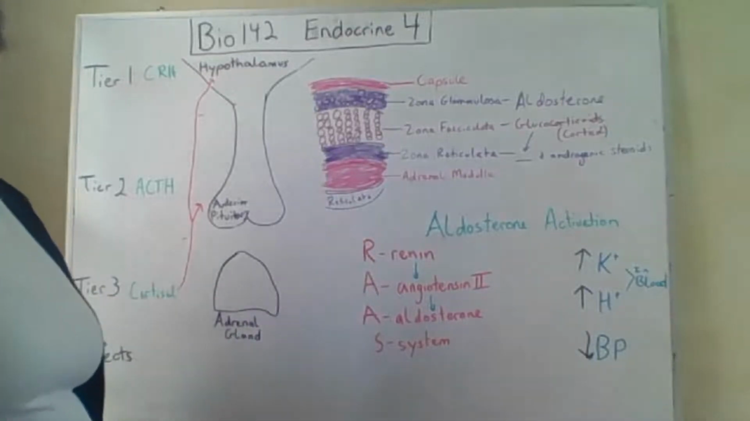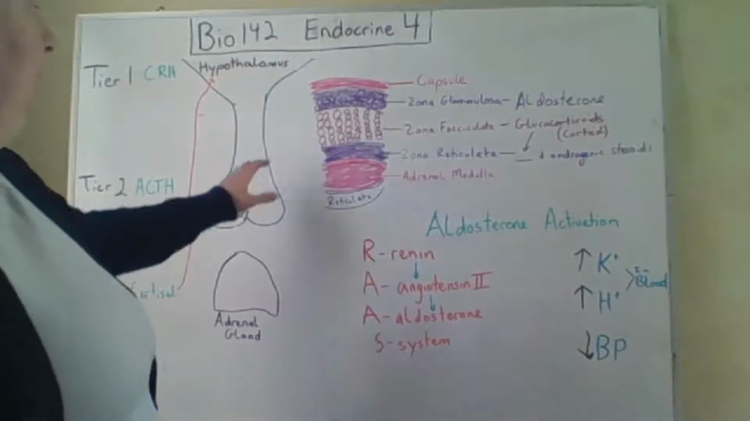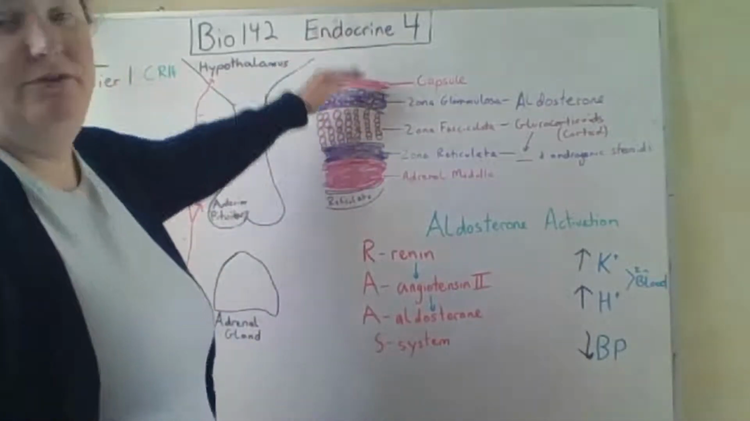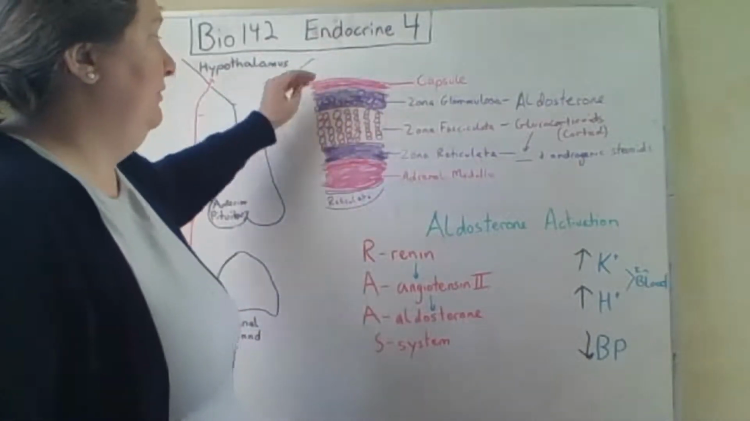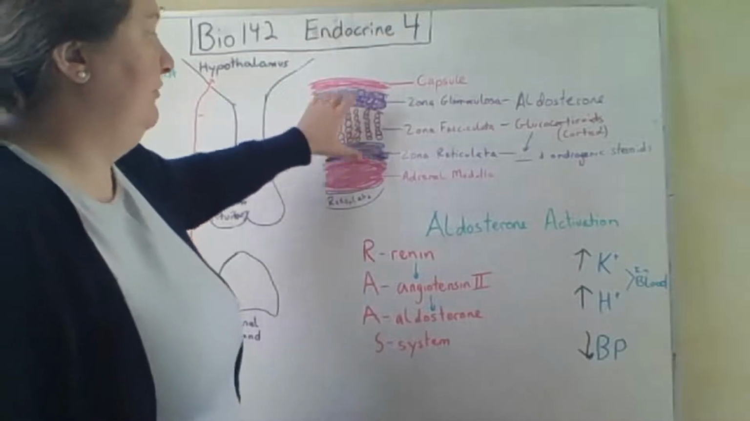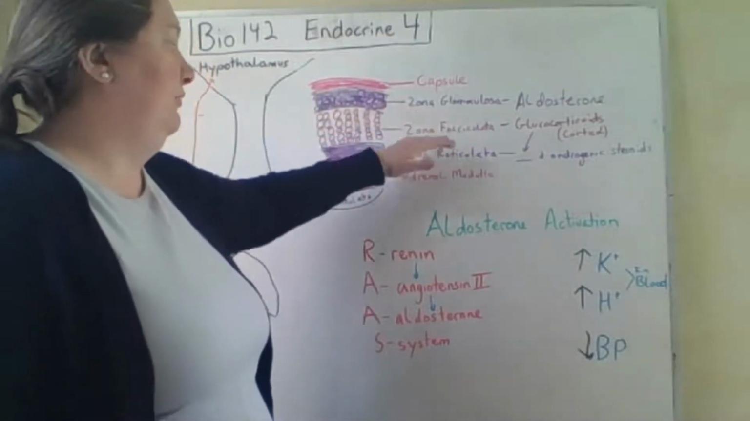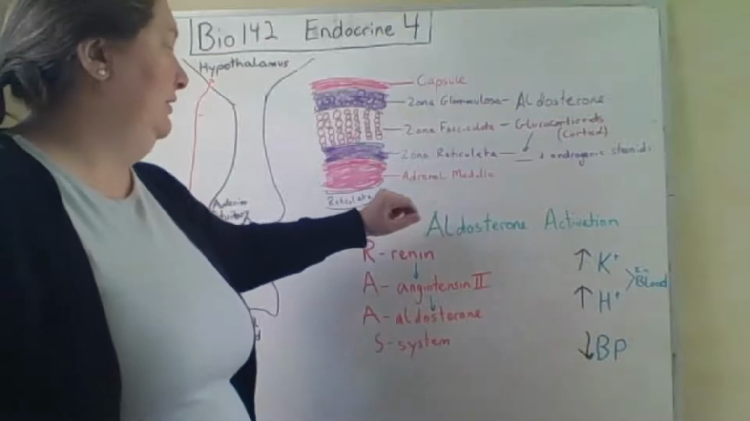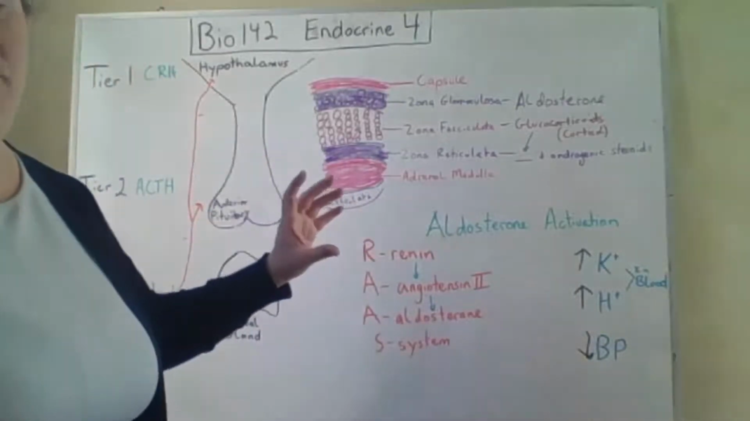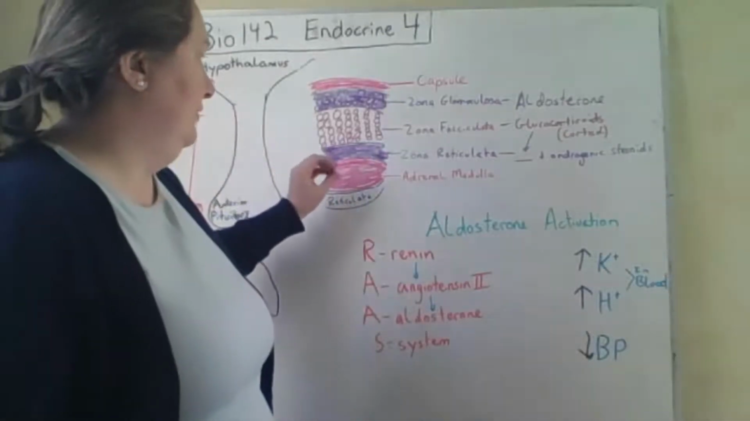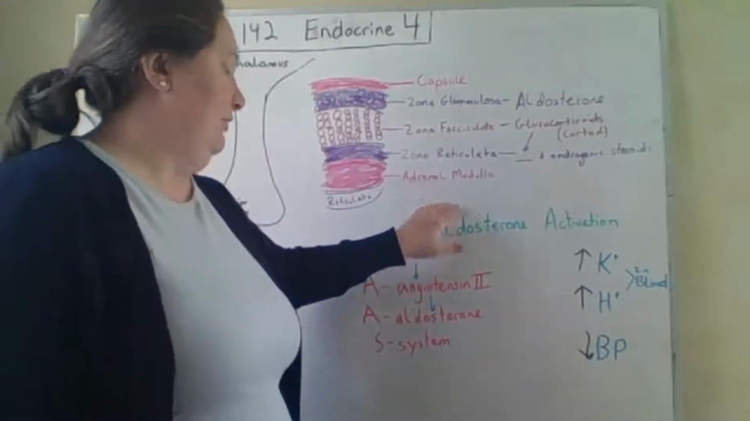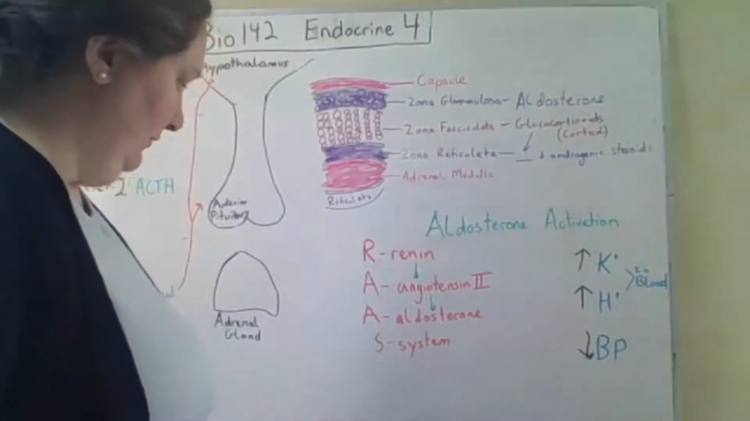Does that make sense? All right, so we talked about the layers in the adrenal gland, the capsule, the cortex, which consists of zona glomerulosa, zona fasciculata, zona reticularis, and then it has the medulla, not part of the cortex. And that's going to make epinephrine. See if I can write that in.